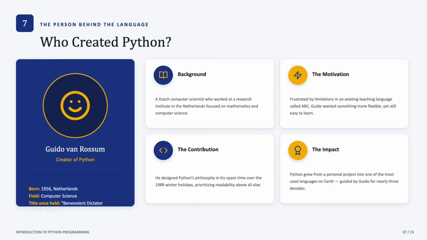Today, millions of developers, thousands of universities, and some of the biggest companies on Earth use the language Guido started as a holiday project. That's truly inspiring. It reminds us that great innovations often begin with one person trying to solve a simple problem. Now, one question remains. Why is this language called Python? Did it have something to do with snakes? Let's find out.